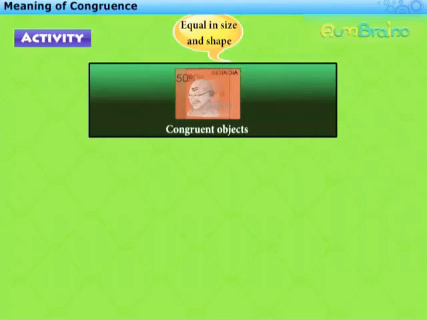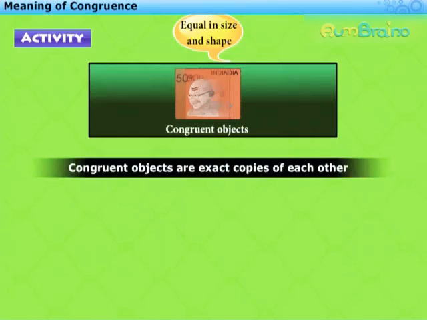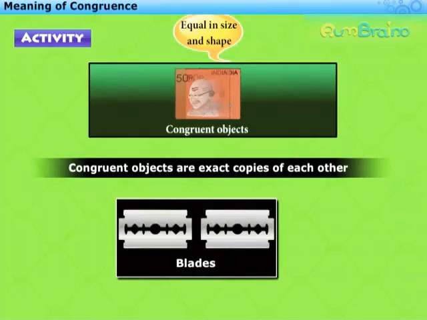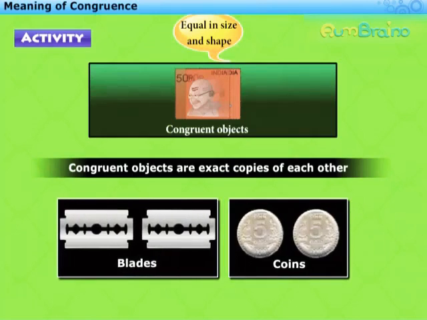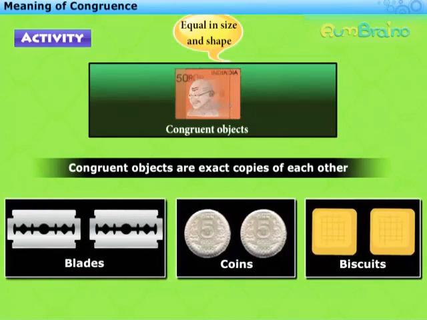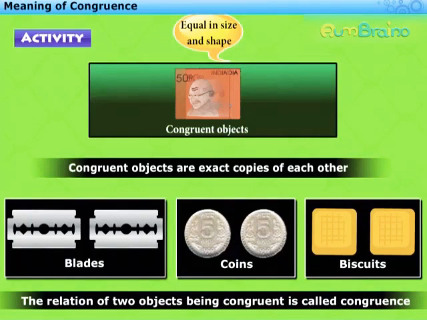From this activity, we will come to know the definition of congruent objects, that is, congruent objects are exact copies of each other. For example, 2 blades of the same company, coins of the same denomination, and biscuits of the same packet. The relation of 2 objects being congruent is called congruence.